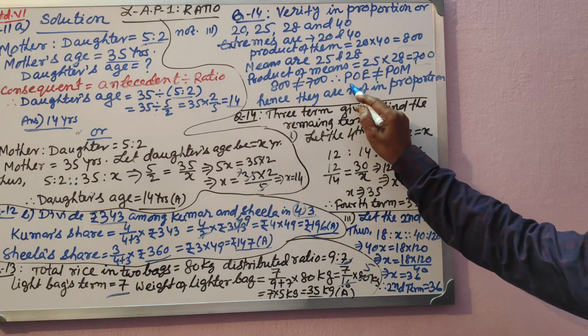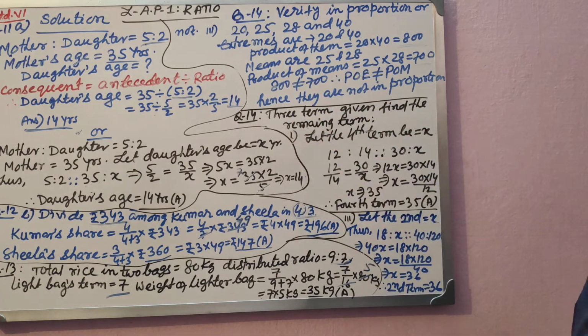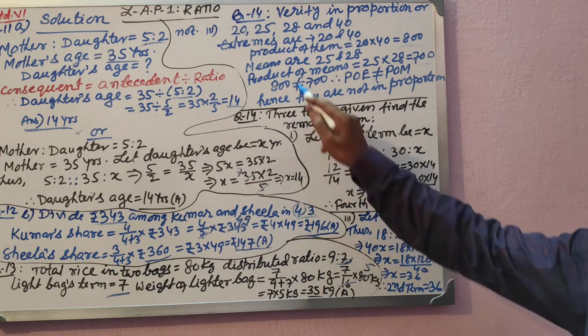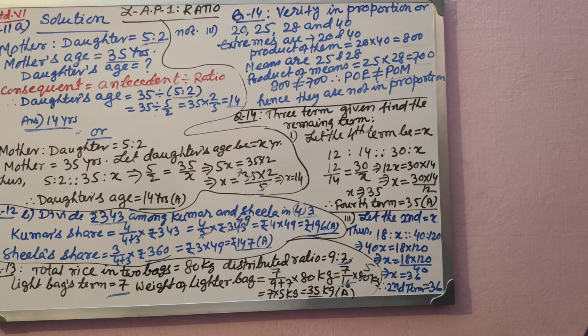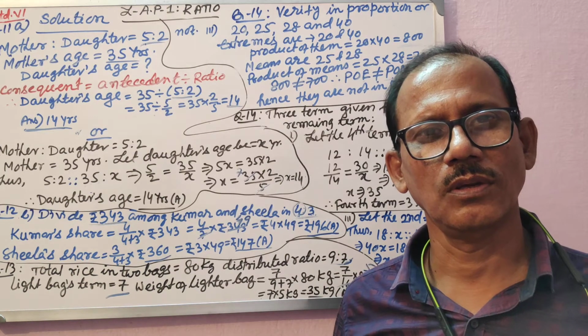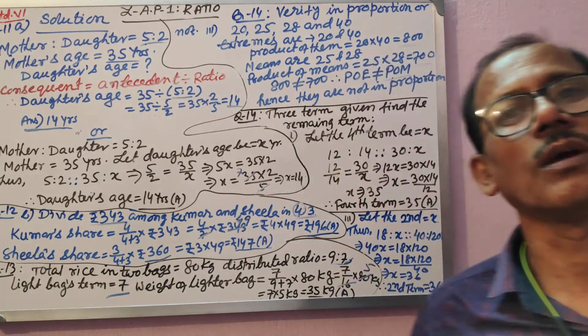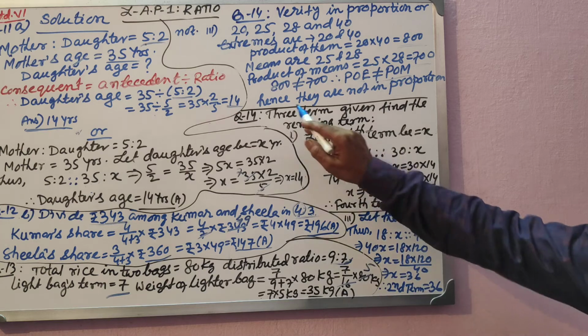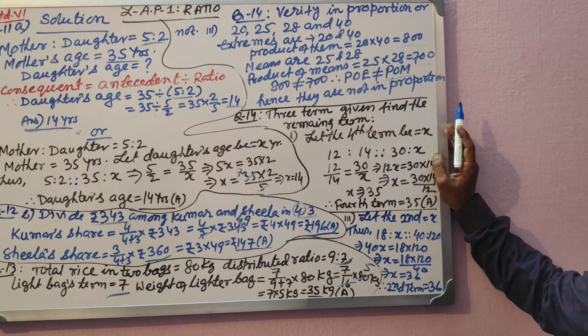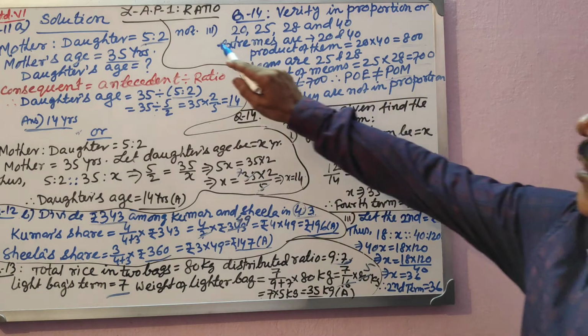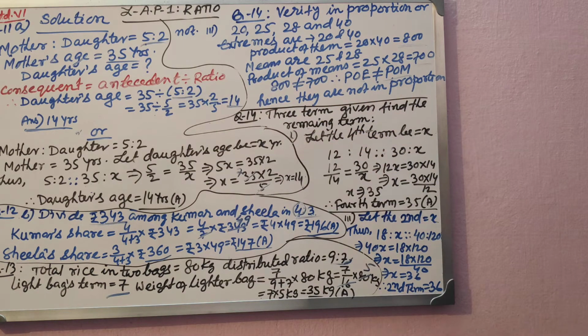Product of the means, 700, is equal to 800? No, they are not equal. So product of the extremes is not equal to product of the means. There is no question that they are in proportion. Had they been equal, they would have been in proportion. So hence they are not in proportion. I hope you understood. But question number 1 and 2, you see, they may be in proportion.